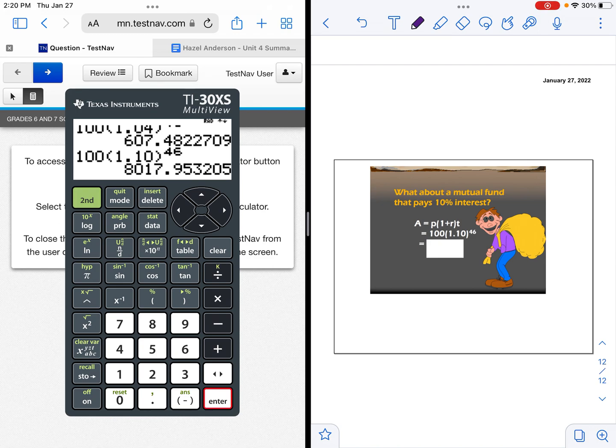$8,000. So that 6% interest change gave you a heck of a lot more money. So this is $8,017.95.